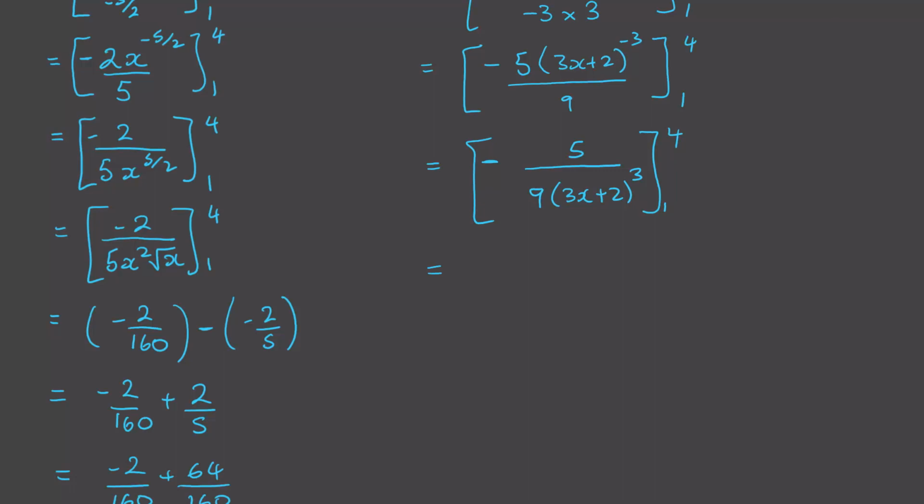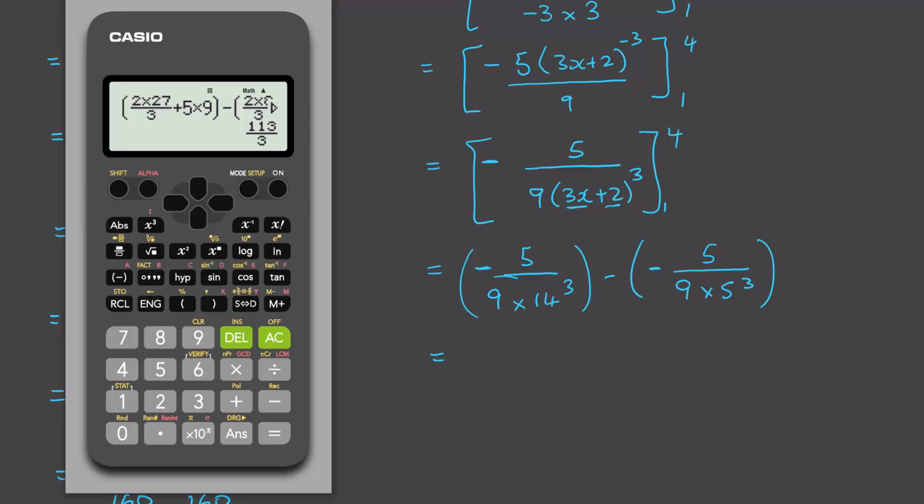Now if I stick a 4 in there, I get negative 5 over 9 times 12 plus 2, 9 times 14 cubed. Stick a 1 in there, and I get negative 5 over 9 times 3 plus 2, 5 cubed. Now I think I'm just going to use the calculator to evaluate that.